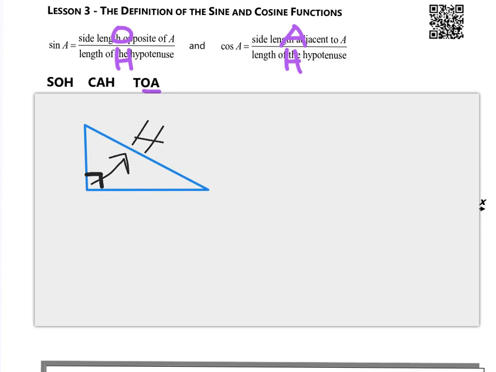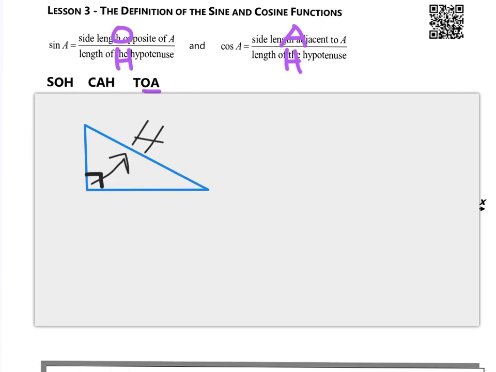Now, as far as the opposite and the adjacent, if this is the angle I'm talking about, the opposite is the one that doesn't touch it. So this would be the opposite. And the adjacent means next to. So that would be the adjacent to that angle. If I was talking about the other angle, the opposite and the adjacent would switch.